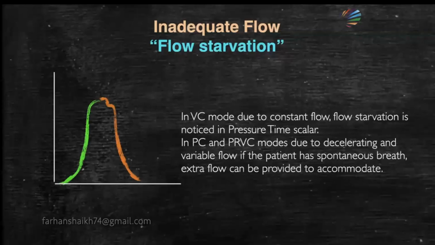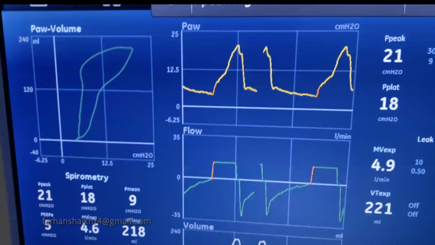This is an example of flow starvation, and this will be seen only in volume control mode, because in pressure control mode like pressure control mode and PRVC mode, where there is decelerating or variable flow, whenever the patient is breathing with a requirement of extra flow will be provided. But in volume control mode, there is a fixed flow delivery. So if the patient requires more flow, extra flow will not be delivered, and there will be scooping of the pressure time scalar like this.